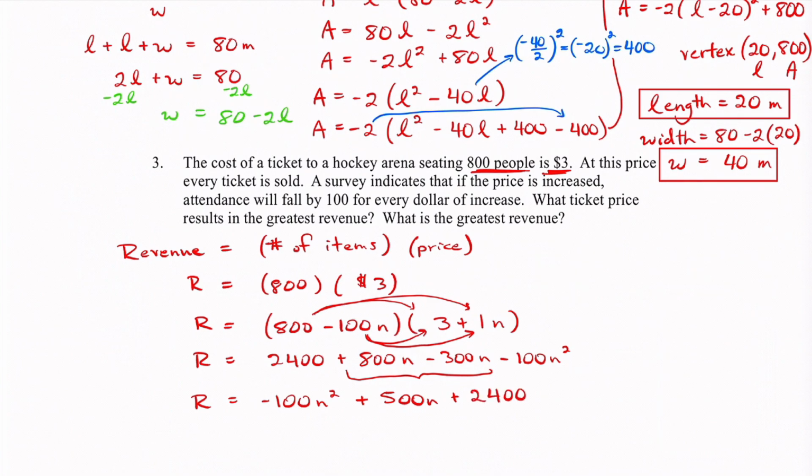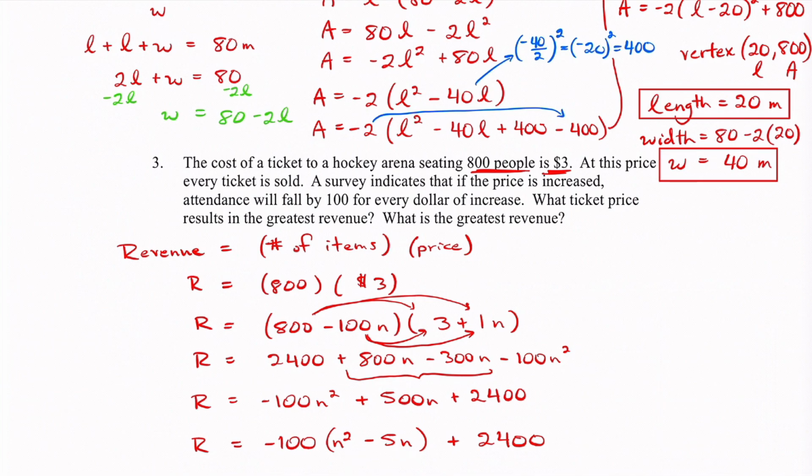So now that I have it in standard form, I'm going to start to change it into vertex form by completing the square. So pull out the negative 100 out of the first 2 terms only. You never pull it out of this third term, 2400. It's only ever out of the first 2. So I pulled it out only out of the first 2, and I'm left with this in brackets.